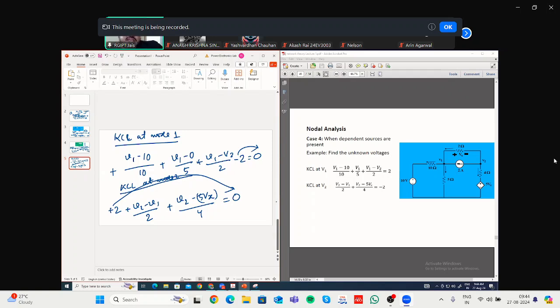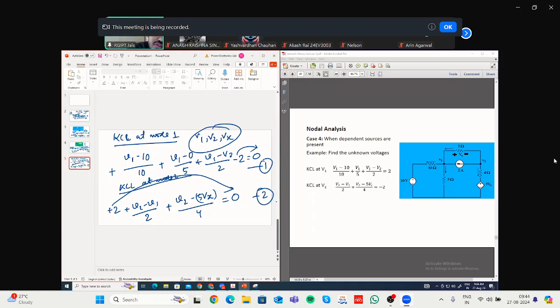Now, what are the unknowns? V1, V2, and Vx. These are the unknowns. We have only two equations. This is equation 1, this is equation 2. Two equations, 3 unknowns, you cannot find them. So you have to write another equation. That means, what is the value of Vx?